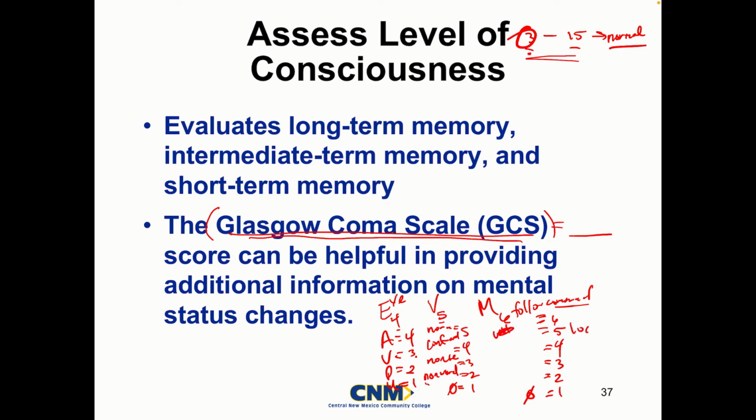Number 5 is localize. So that means that if I'm laying on my back and you do a sternal rub on me, it happens on your sternum. If I localize pain, I reach up and I grab your arm, and basically that tells you I don't like it. I responded to the painful stimuli and I know where it's happening. I localize pain. Number 4 is the next level down. So I didn't localize pain and I didn't follow commands, but when you did a sternal rub, I withdrew from it.